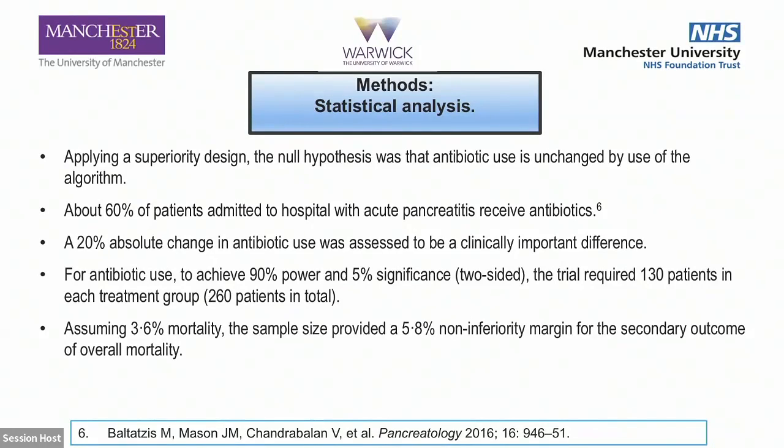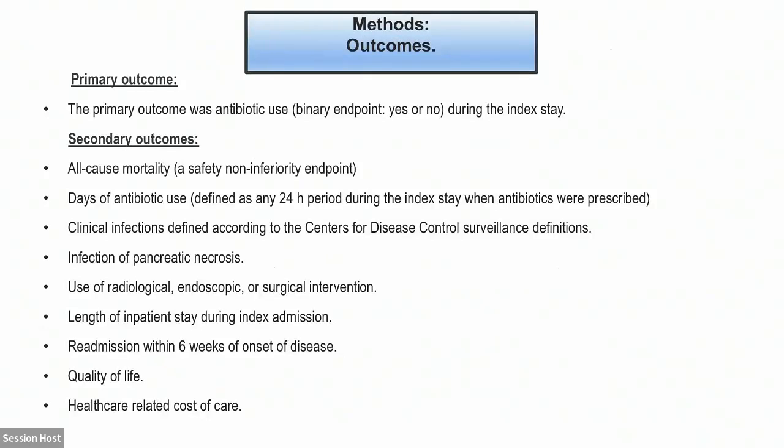Applying a superiority design, of course, the null hypothesis then is that antibiotic use has no effect. We know that about 60% of patients admitted to hospital with acute pancreatitis will receive antibiotics, and a 20% absolute reduction, although ambitious, was thought to be both feasible and clinically relevant, and this required 260 patients, 130 in each arm, to show this difference with 90% power, and also provide a 5.8% non-inferiority margin.